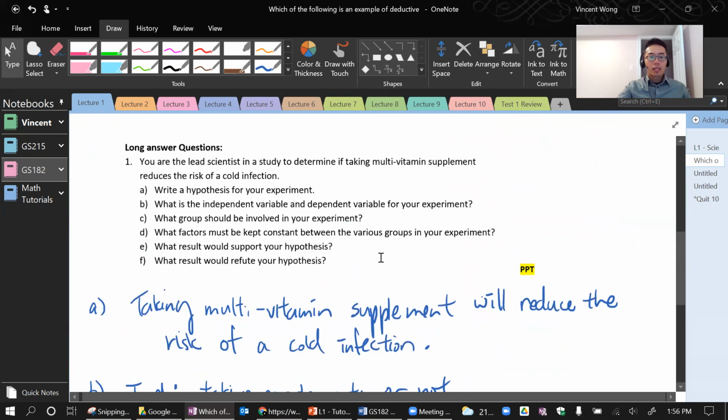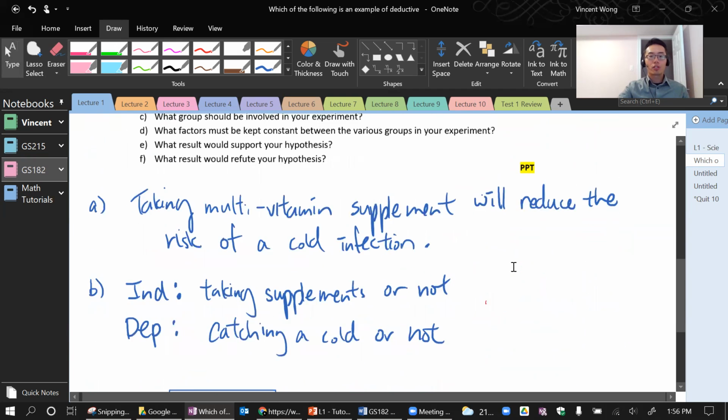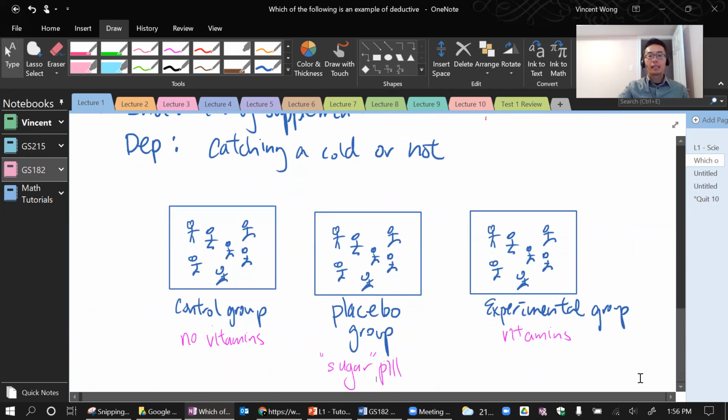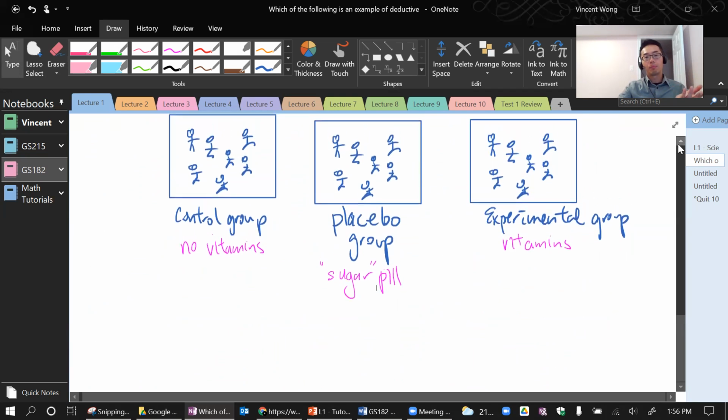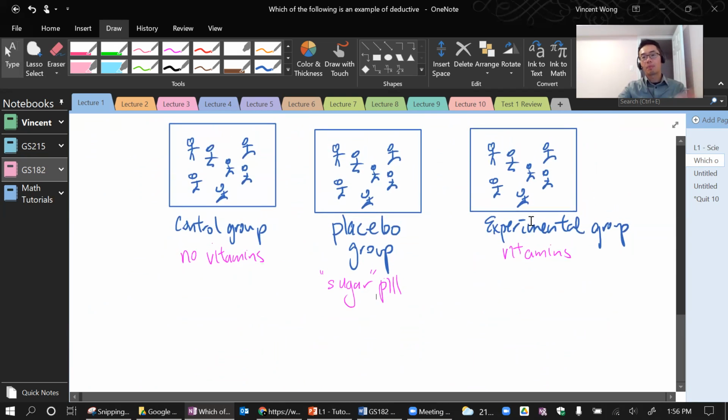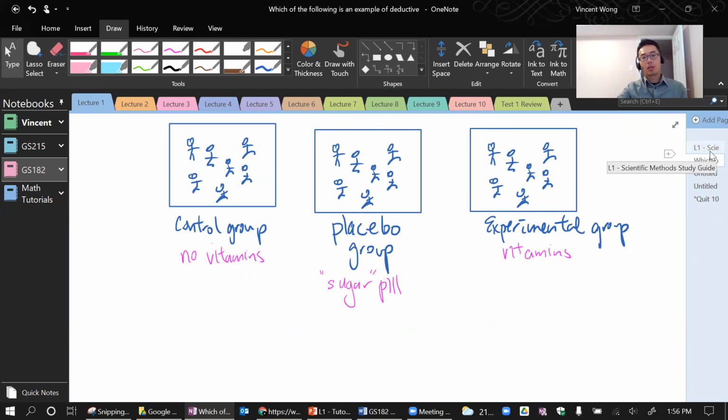Next one. What's the next one? Okay, so this next one is important. What factors must be kept constant between various groups? So I have 3 groups, and I can only have one thing that is different between them. So no vitamins, sugar pill, and vitamins, and everything else we would try to keep as constant as possible.